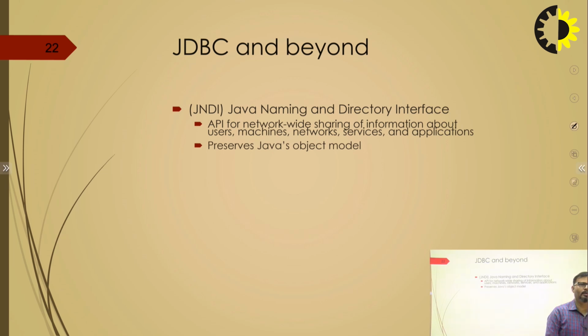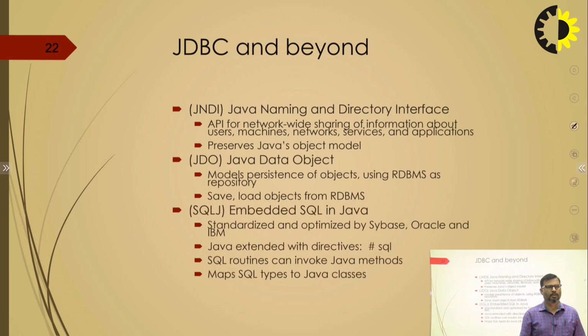JDBC and beyond. So, in Java, the Naming and Directory Interface (JNDI) is an API for network-wide sharing of information about users, machines, networks, services and applications. Here it preserves the Java object model. Then also use the Java Data Objects. And what is the methodology of the Java Data Objects? Here a model persistence of objects using an RDBMS as the repository. And what is the repository? Repository is the reflection of our object instance.